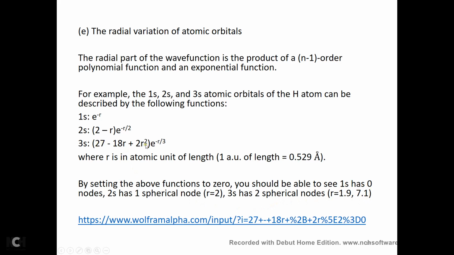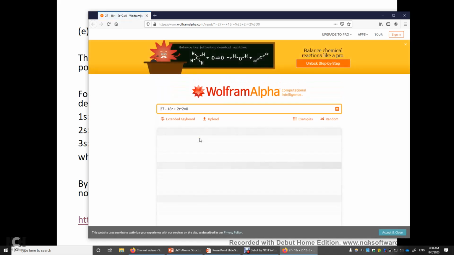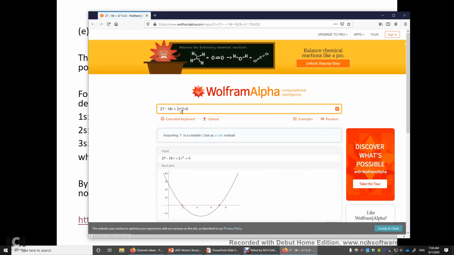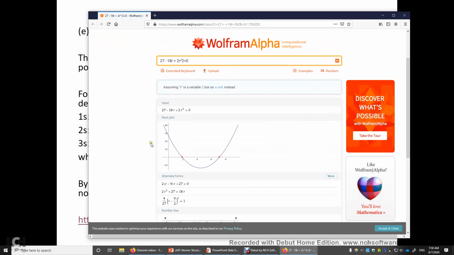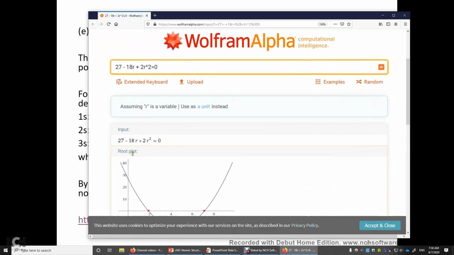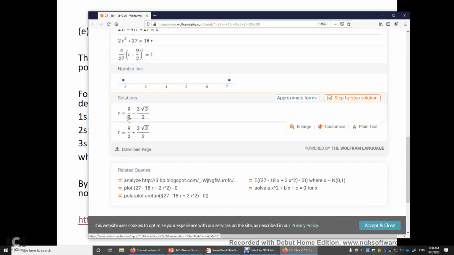How do I solve this second order equation? Well, I use Wolfram Alpha. You can just click this link and see this is the equation. The answer is given down there. r is 4.5 plus or minus 1.5 times the square root of 3. So 2 solutions, 2 nodal surfaces.